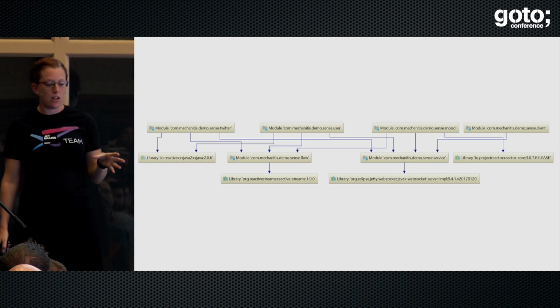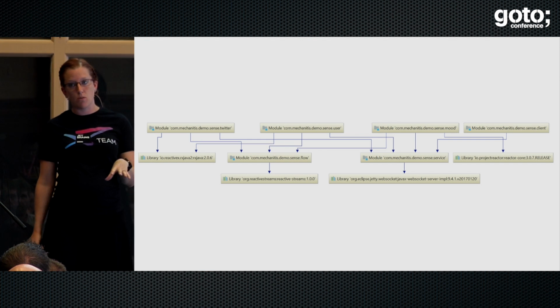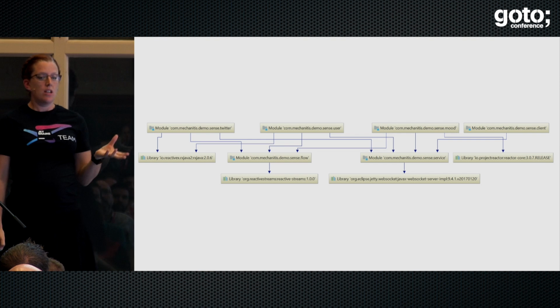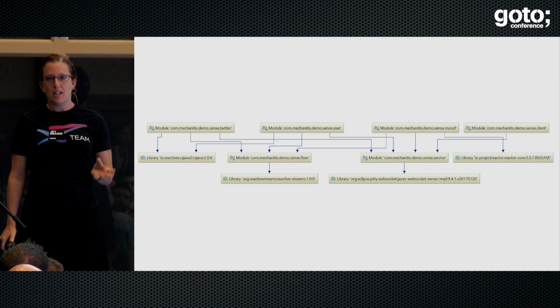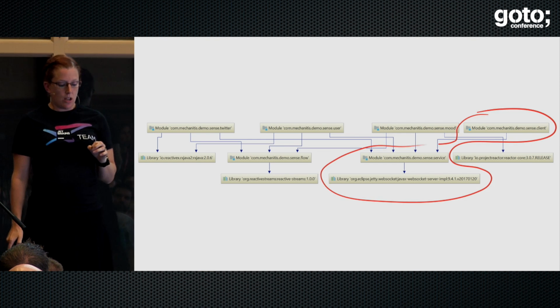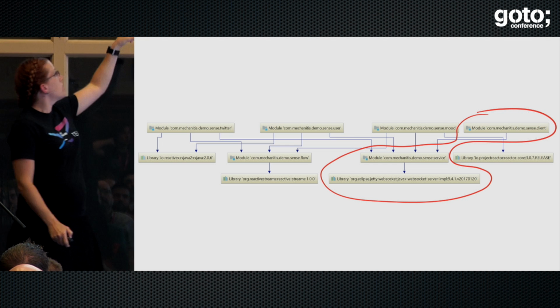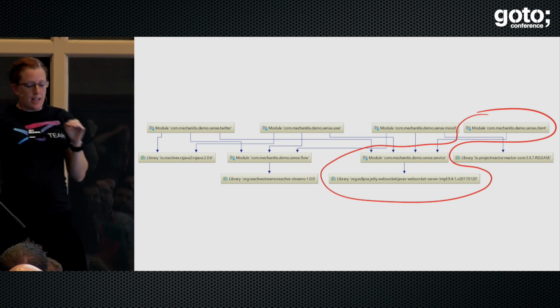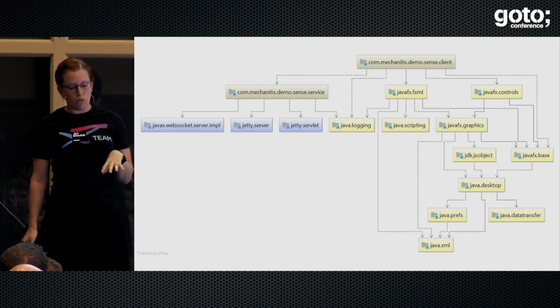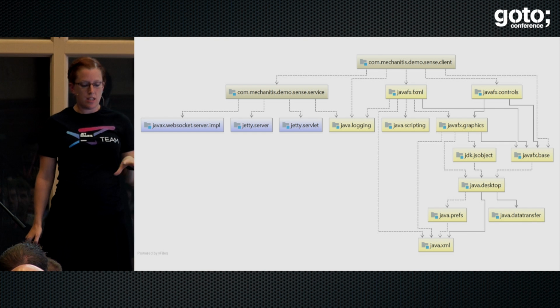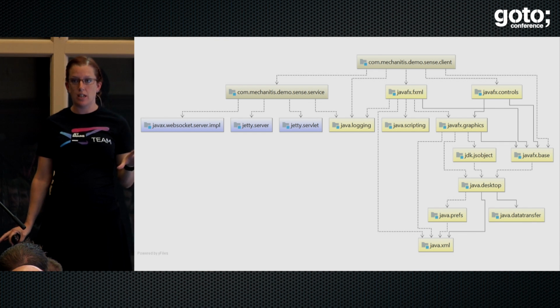So that's the dependencies diagram where we're talking about our IntelliJ modules and our jar files. This is not the same as a JDK module diagram. So if we look at one of these modules, the client, the UI module, let's look at what the module diagram looks like. This is quite a different way of looking at things.